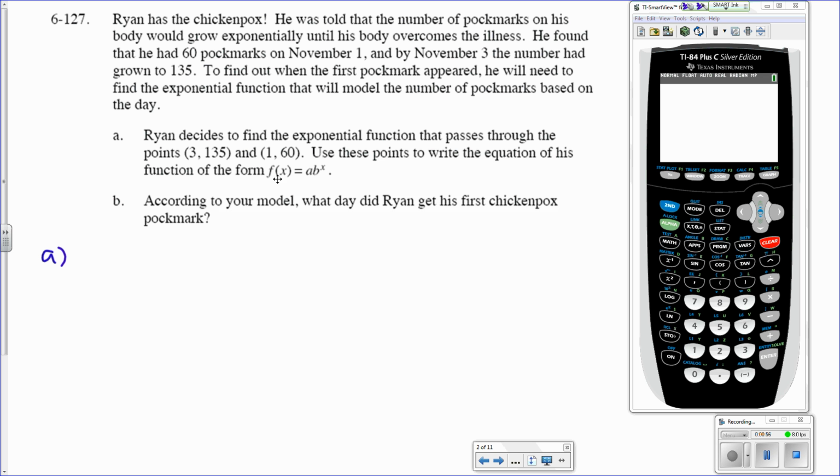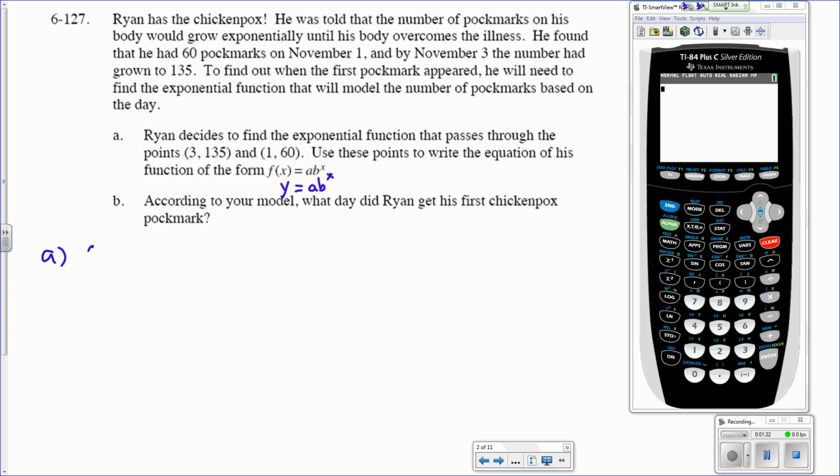Let's just remember here that f of x equals ab to the x, same thing as saying y equals a times b to the power of x. Since we're dealing with points here, I think sometimes it's easier for some people to see what we're plugging in if we think about the input and the output in terms of x and y instead of just f of x and x.